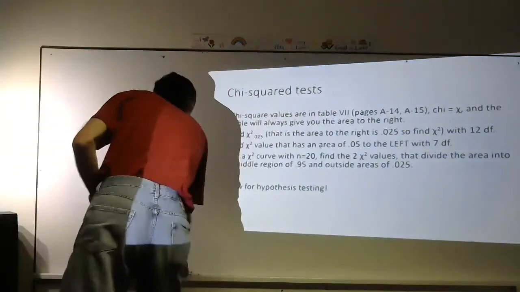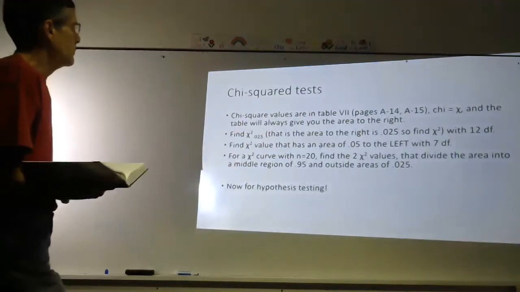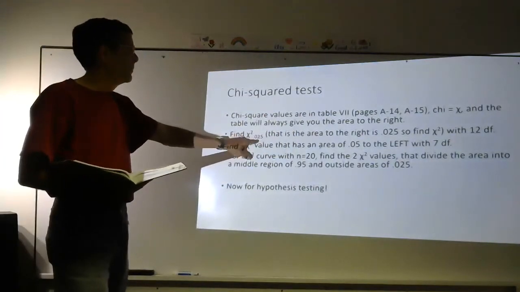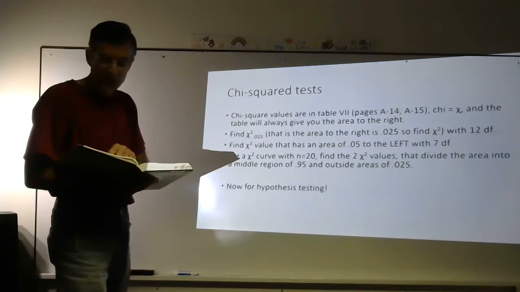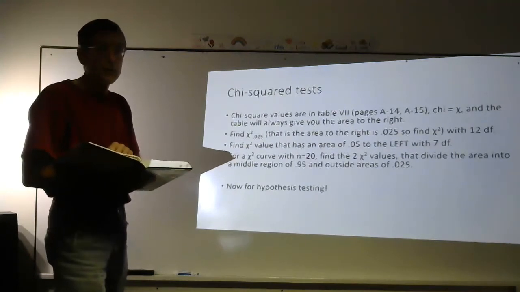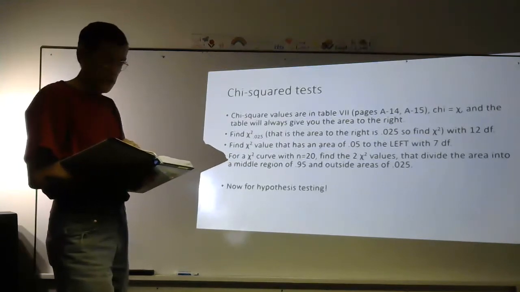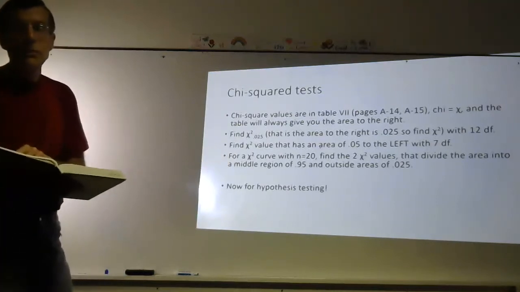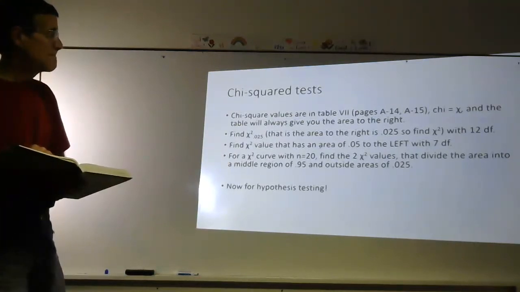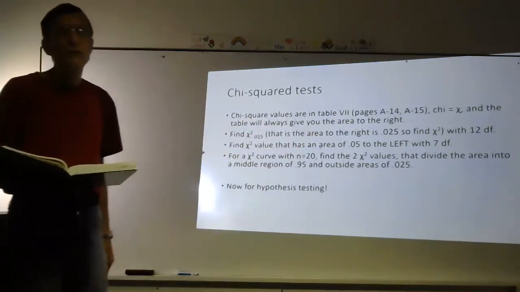Let's go to the back of the book. And in the back of the book, on page A14 and A15, we want to find the chi-square value that has an area of 0.025 to the right. Now, if you look at your headings at the top, you have to go over to page A15 to find 0.025, okay, and 12 degrees of freedom. You go down to the 12, and you should get 23.337. Everybody with me? Okay? Find a chi-square value that has an area of 0.05 to the left with 7 degrees of freedom.